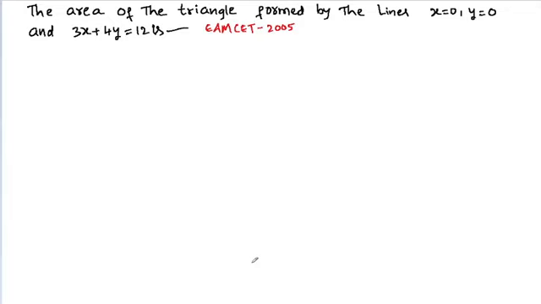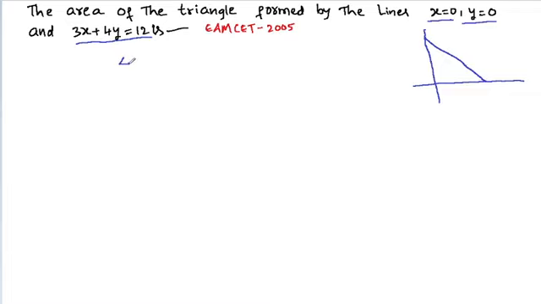The area of the triangle formed by the lines x is equal to 0 and y is equal to 0, 3x plus 4y is equal to 12. Here x is equal to 0 is the y-axis and y is equal to 0 is the x-axis, and 3x plus 4y is equal to 12, this is the line.